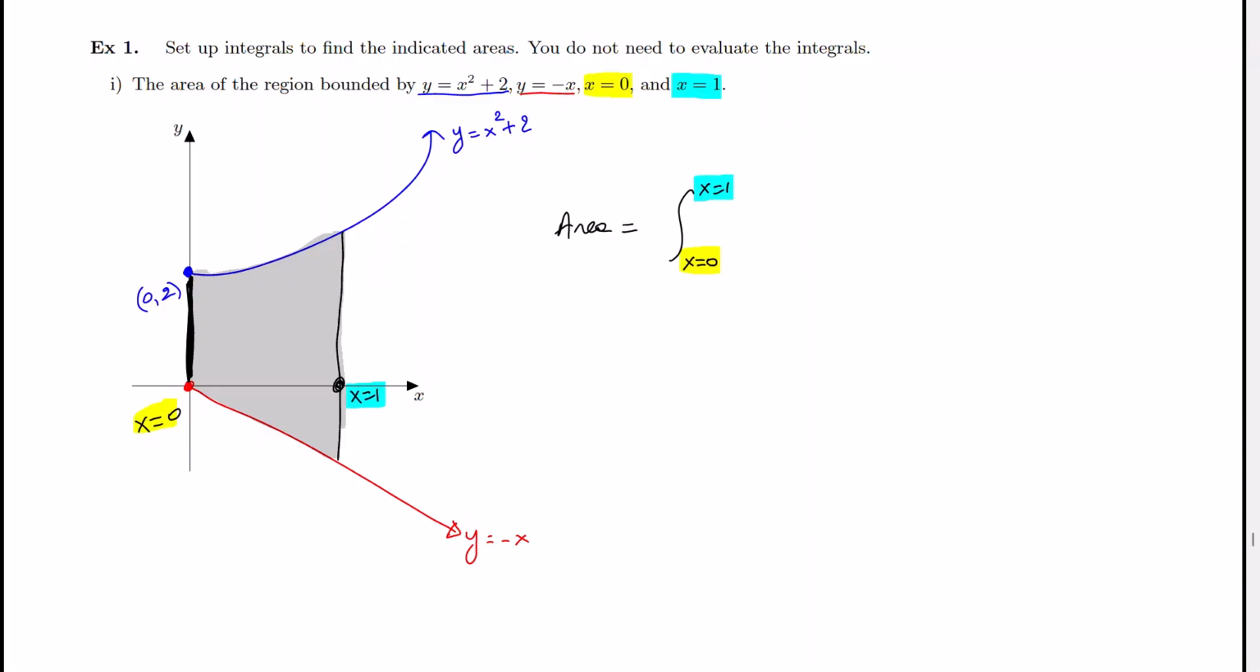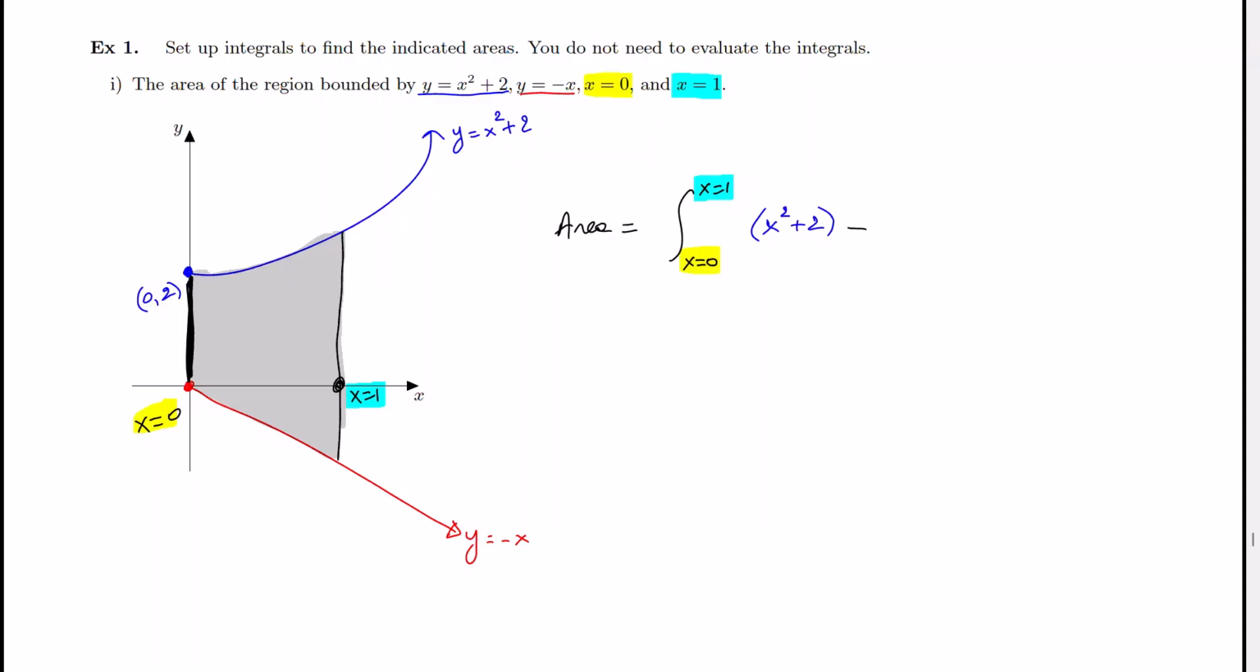Now, all we have to do is determine which is the upper function and which is the lower function on the interval that we're working with. So between 0 and 1, what's the upper function? Well, the one that is higher towards the top of the page is y equal to x squared plus 2. So that one goes first. The formula tells us to subtract the lower function. So what exactly is the lower function?